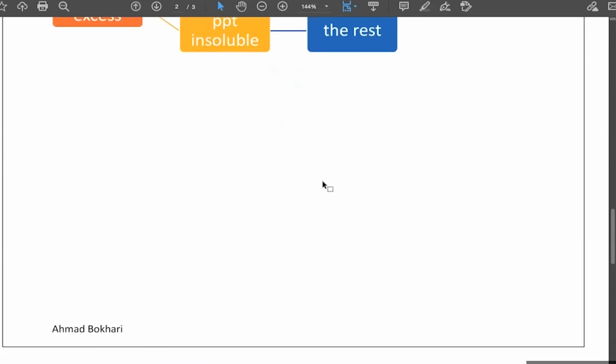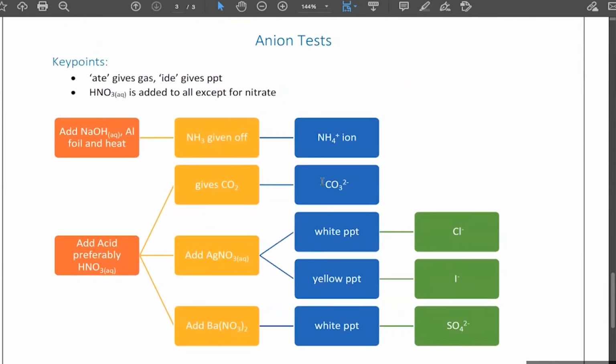Now let's move on to anions. Anion is pretty simple. Just remember that the anions that have ate in them, they give gas, and anions that have ide in them, they give precipitate. So that's a way of memorizing. So carbonate, nitrate, they're the ones that are going to give us gas, and chloride, bromide, iodide, sulfide, sulfate, these are the ones that are going to give us precipitate.